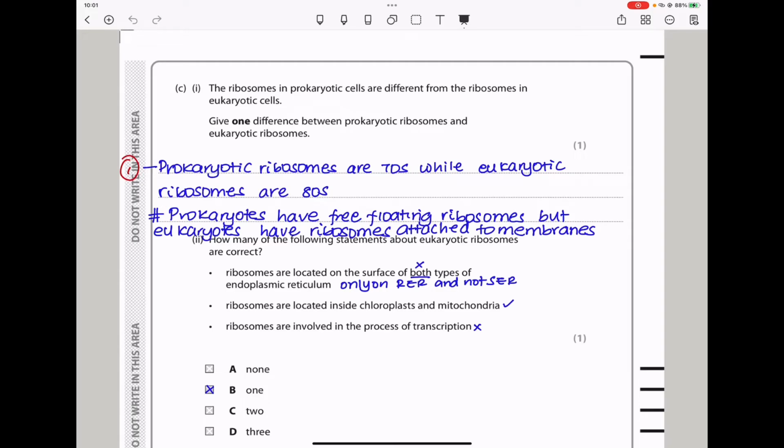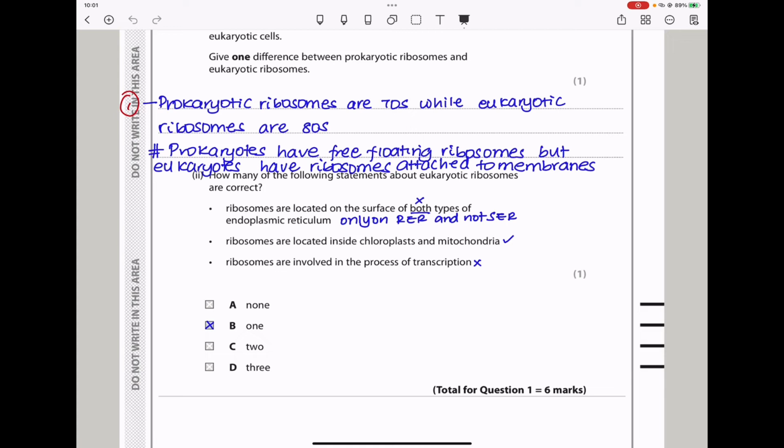Here they say the ribosomes in prokaryotic cells are different from the ribosomes in eukaryotic cells. Give one difference between prokaryotic ribosomes and eukaryotic ribosomes. Now, if you remember, eukaryotic ribosomes are found on the rough endoplasmic reticulum attached onto the membranes, while the others are not. Another thing is, in prokaryotes we have the 70S, while in eukaryotes we have the 80S. So I said prokaryotic ribosomes are 70S, while eukaryotic ribosomes are 80S. Also, prokaryotes have free-floating ribosomes, but eukaryotes have ribosomes attached to membranes.